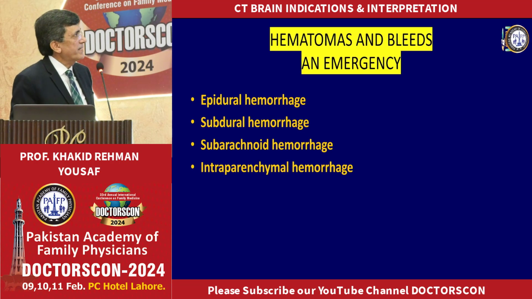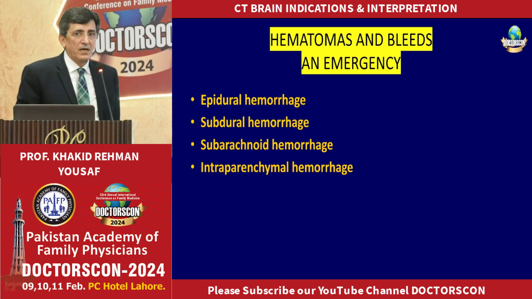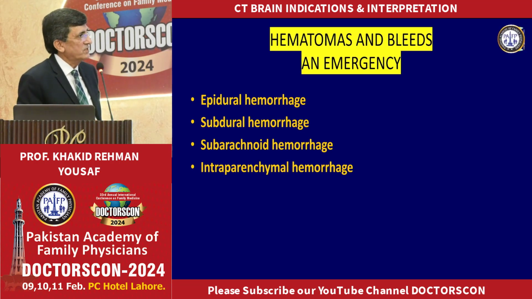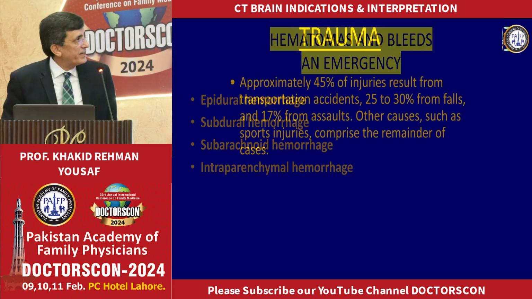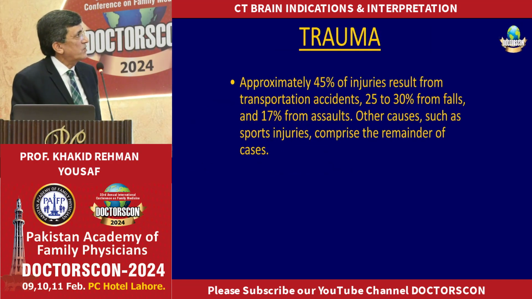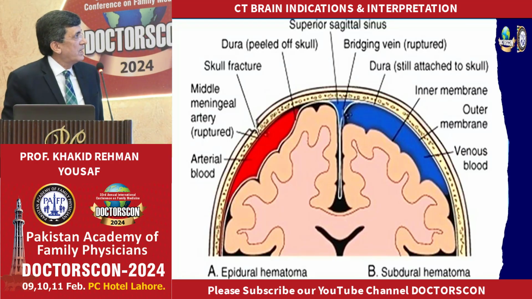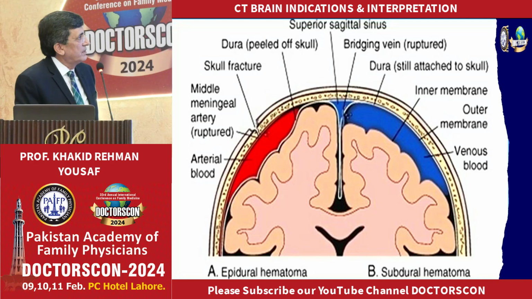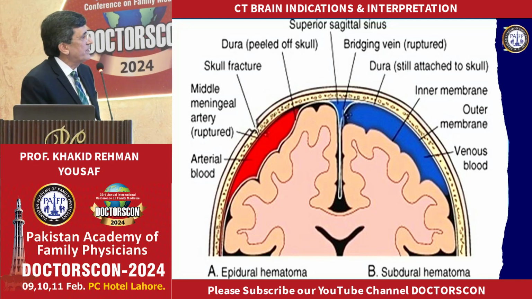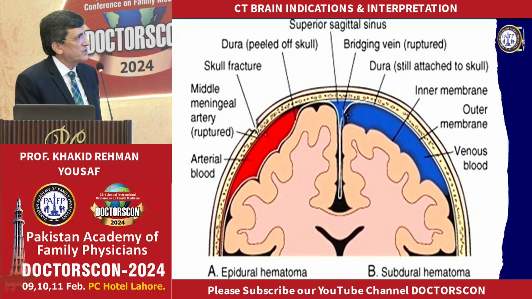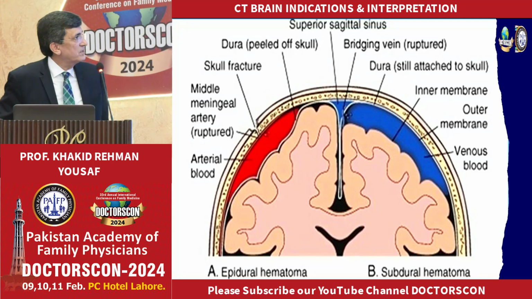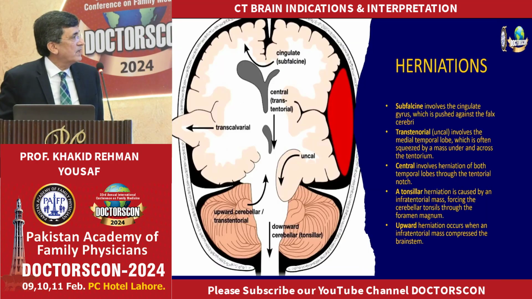In emergency settings, there are certain hematomas we come across: epidural hemorrhage, subdural, subarachnoid, and intraparenchymal hemorrhage. And trauma causes about 45% of these types of bleeds. When we see the extradural hemorrhage, it is due to the rupture of the middle meningeal artery, and when we see the subdural hemorrhage, this is due to the veins leaking in the subdural space.